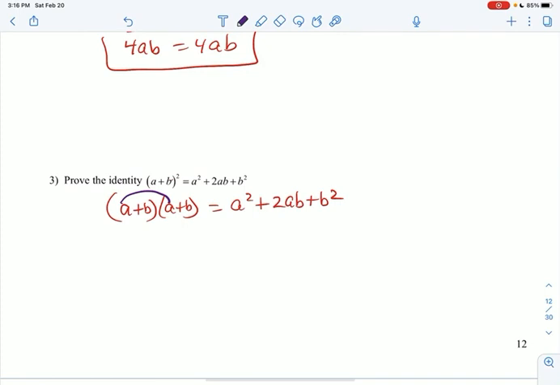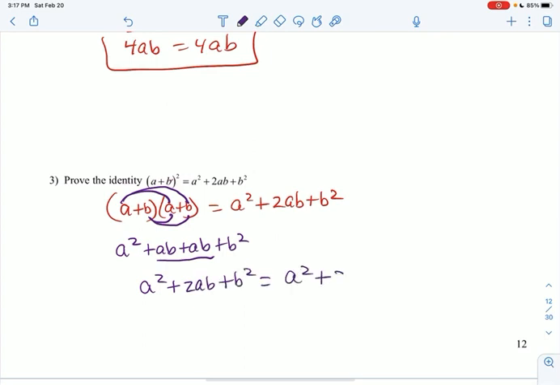A times a is a squared. A times b is ab. B times a is ab. All right, I'm going to write it matching in the same order. B times b is b squared. I always get 4 terms, but those two middle terms I can combine together. 1ab plus 1ab is 2ab. And I did it. I got the left side to equal the right side.